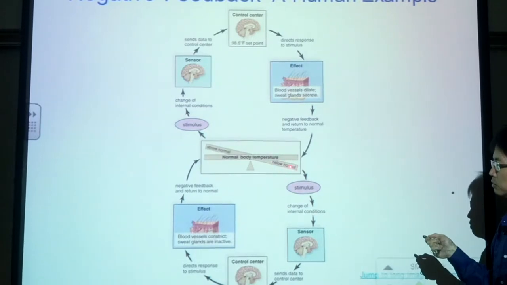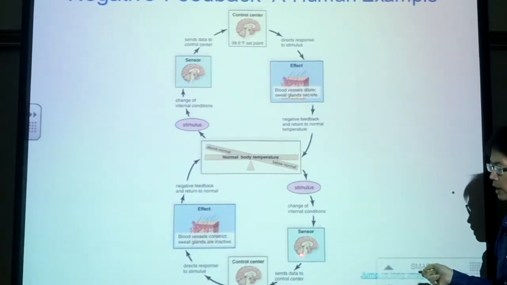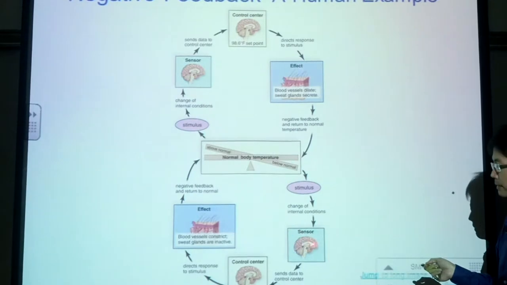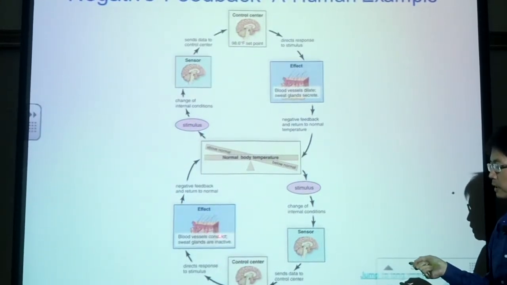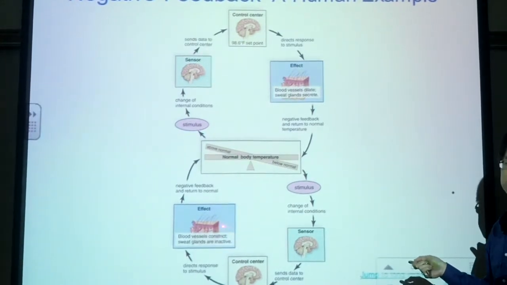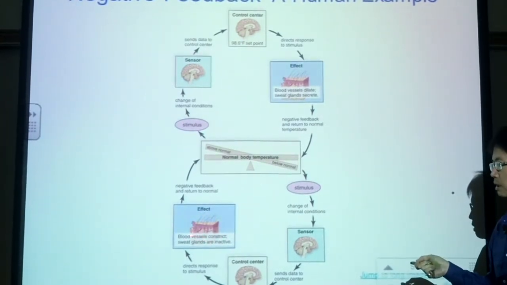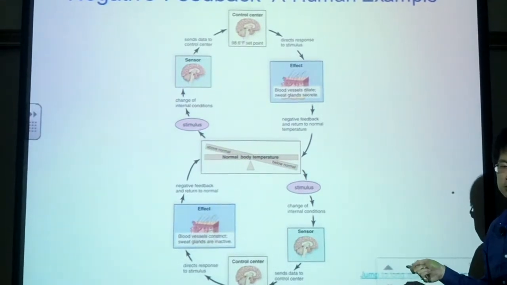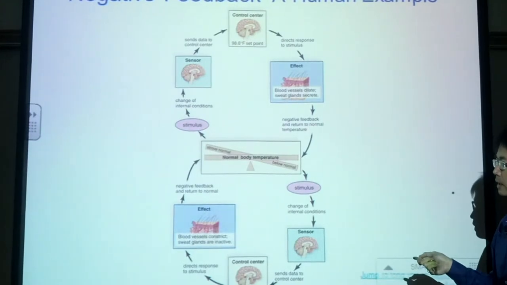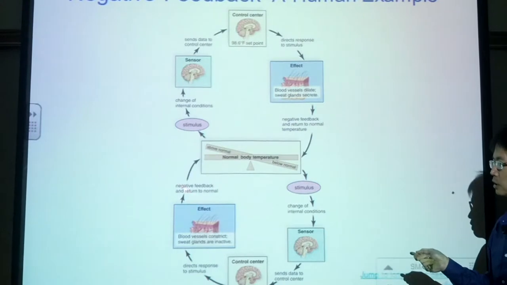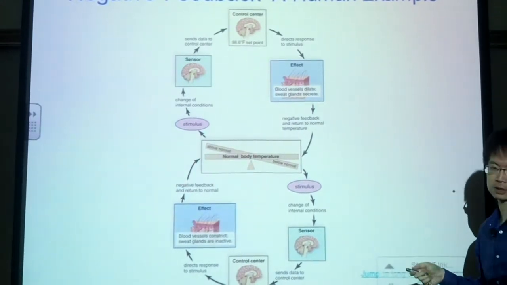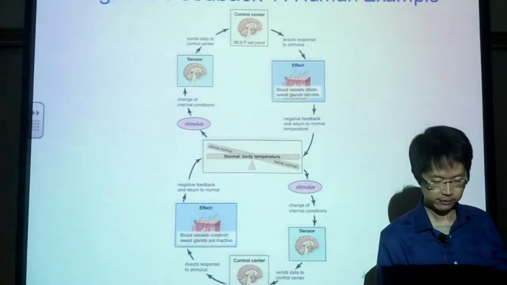If our body temperature is too low, what will happen? The hypothalamus can detect the drop in body temperature, and then your brain will cause vasoconstriction, decreasing the diameter of your blood vessels, sweat glands will be inactive, and your skeletal muscle will start to contract, causing shivering, releasing more ATP energy to raise the body temperature back to the normal body temperature, 98.6 degrees Fahrenheit.